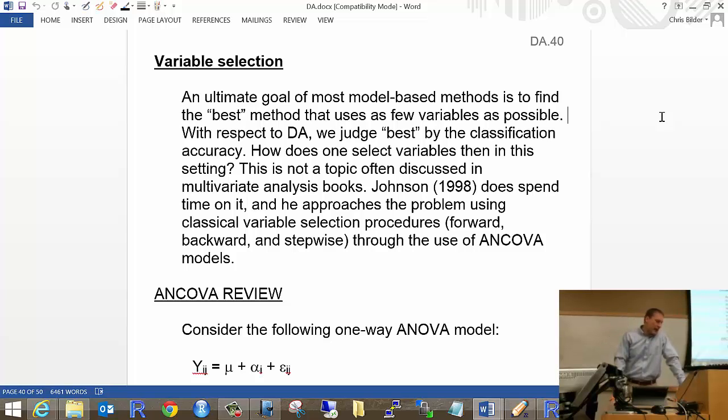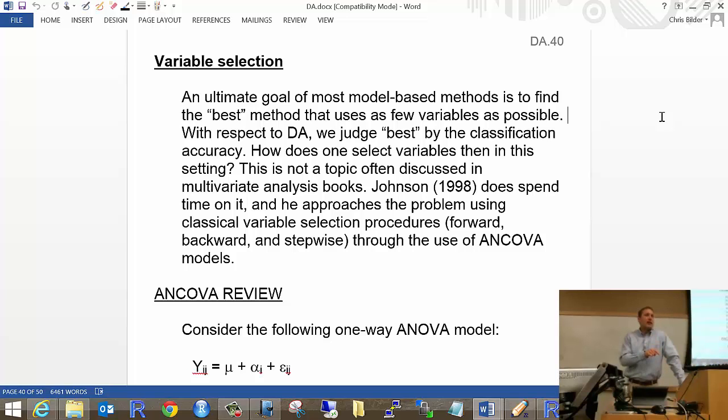Anyway, though, the way that Dallas Johnson approaches it in his book is to use what's called analysis of covariance models. If you had Stat 802, you've seen analysis of covariance models. I decided to leave the discussion in the notes about how he goes about doing that, just so that if you wanted to explore it further, you can. But you are not responsible for it.